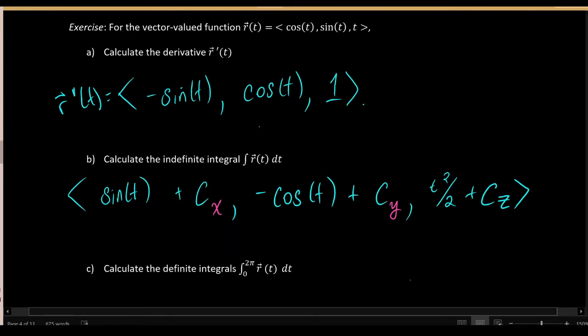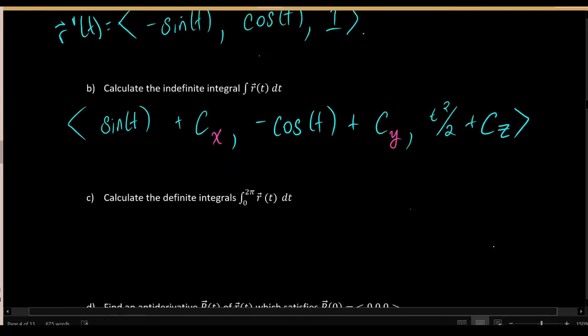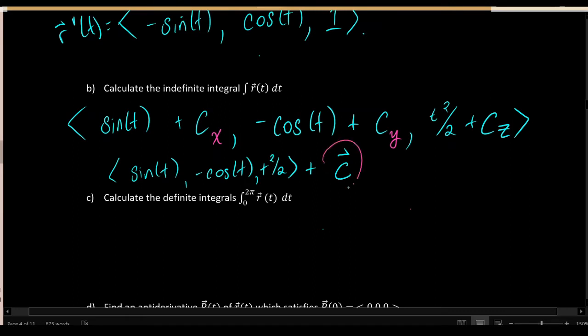Another way to reflect the fact that we'll have an unknown added constant in every component is to go ahead and say, okay, the indefinite integral is equal to sine t, negative cos t, t squared over 2, plus a vector of constants, c with a vector arrow over top, to say that each one of these components, x, y, and z, has an unknown added constant, c_x, c_y, and c_z respectively, is a vector of constants.